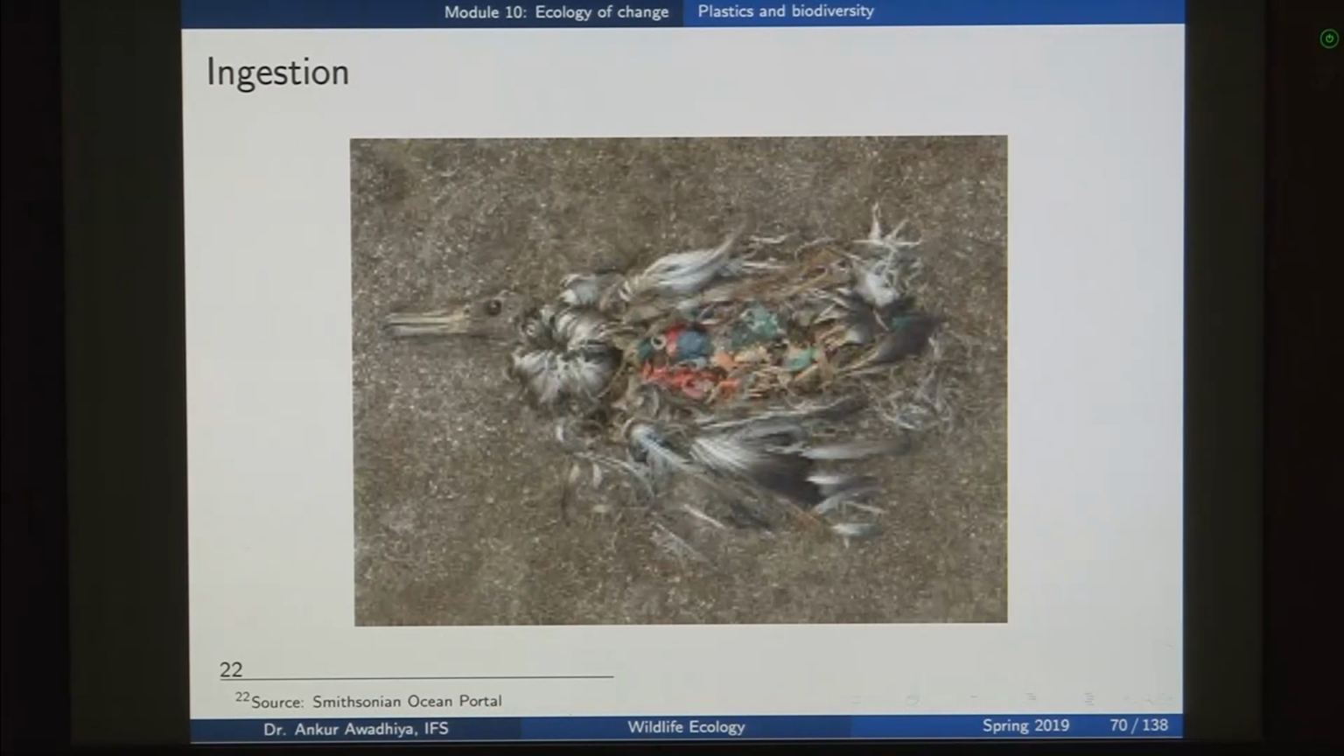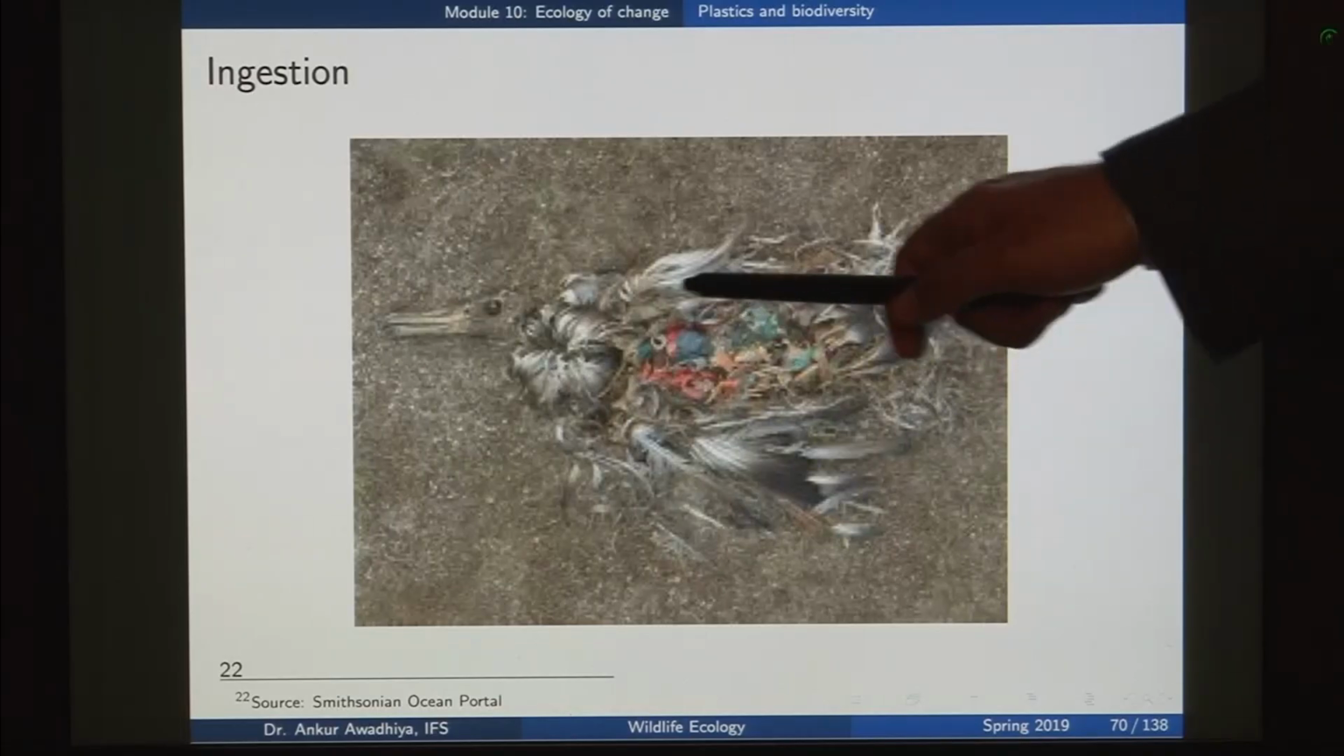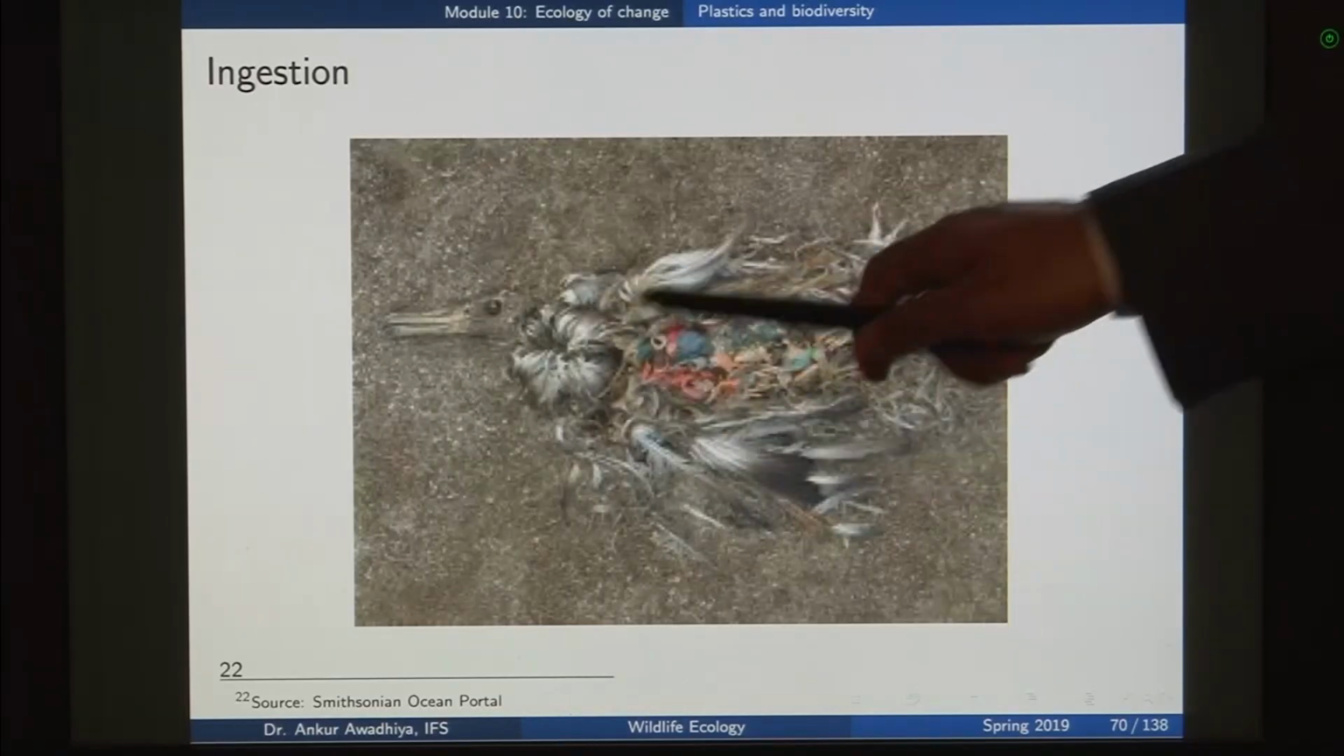In this case, this is a dead albatross chick. Because the chick is growing, it has a huge amount of nutritional requirements. A chick cannot go out and catch fishes for itself, so the parents need to go out. The parents saw these plastic pieces floating on the surface of the water, mistook them for fishes, and dutifully brought all of these pieces to the chick, and then fed their chick with all these plastic pieces.